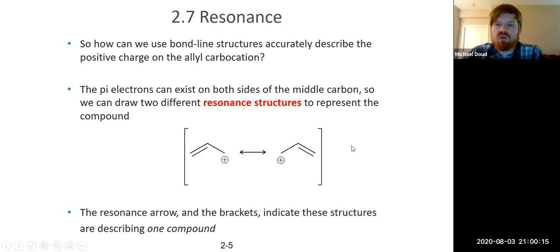Now, keep in mind when you draw resonance structures, as a brief review, the way that you draw them is you draw the bond line structure. In this case, you could draw the Lewis structure or whichever structure you want. And then that is separated from the neighboring structure here by a resonance arrow, which is just a two-sided arrow, so going either direction. Then what you do is you put the whole thing in brackets. And we're going to show that because you want to represent that these aren't different species. These are kind of the same species, different ways to describe the same species.